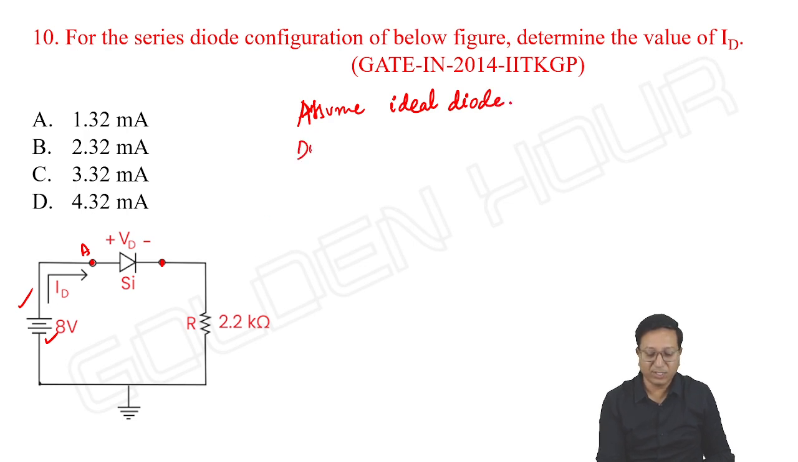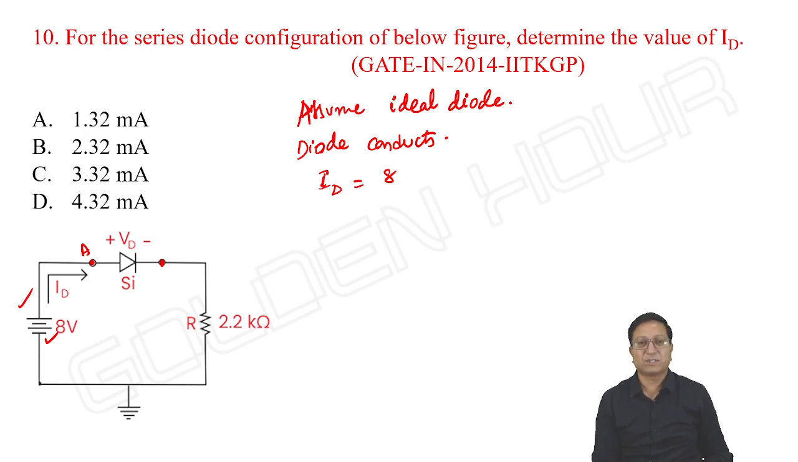Of course, the diode conducts. Second point, ideal diode means a short circuit. So we can write ID, current through the diode, is given by 8 volts. Okay, silicon diode they mentioned. First, let us check with ideal diode. As it is mentioned as silicon diode, we should be careful, right? So we cannot take ideal diode.